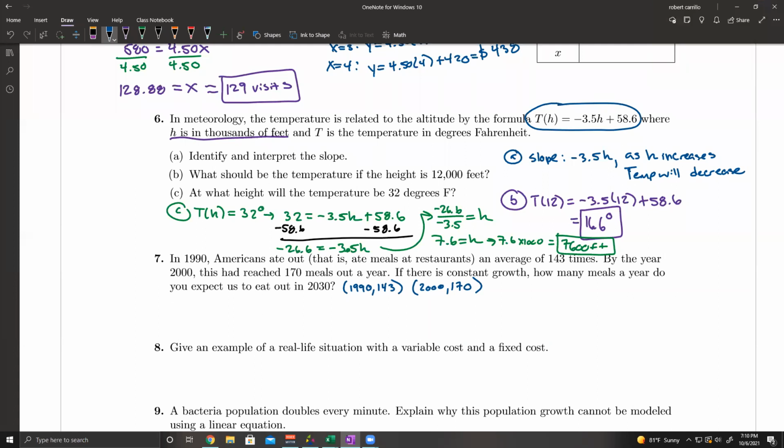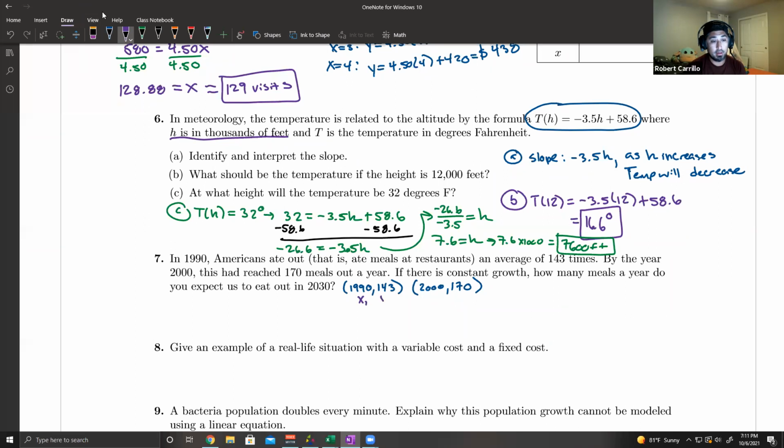The slope? Slope. Good. Yes. So if you're ever given 2 points, you can find slope. So that's what we're going to do. Here's my x1. There's my y1. Here's my x2. There's my y2. And my slope that will represent the constant growth of average meals per year will be given by y2 minus y1 over x2 minus x1.